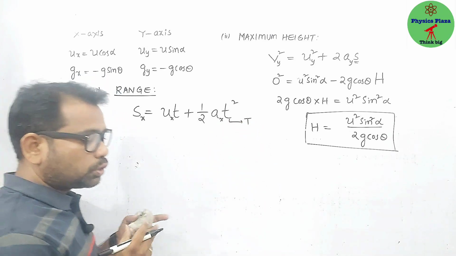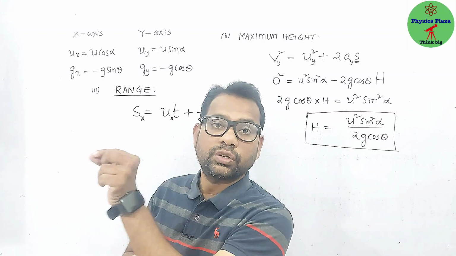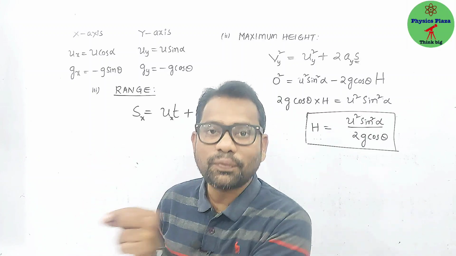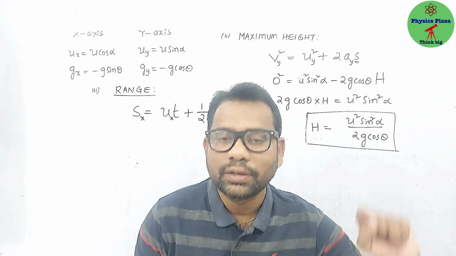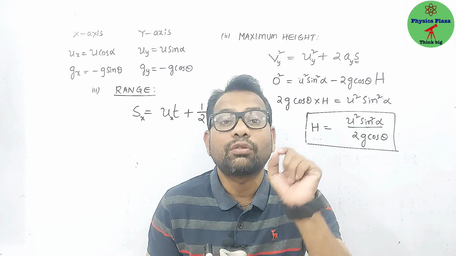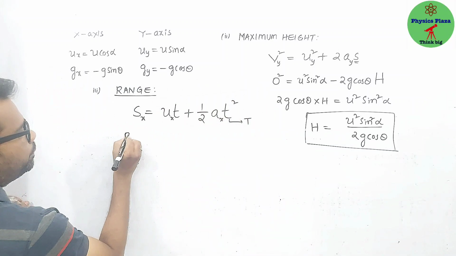Why? Because the range is what? The total distance covered in the horizontal direction. Further, the time taken will be the time of flight. In a time of flight t, how much distance it can cover, which is equal to the horizontal range, that is equal to the range. Okay, fine. Now this is going to be r.